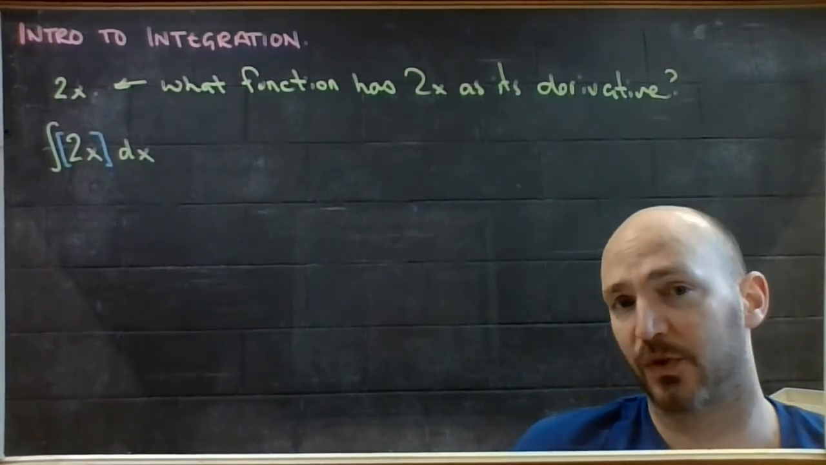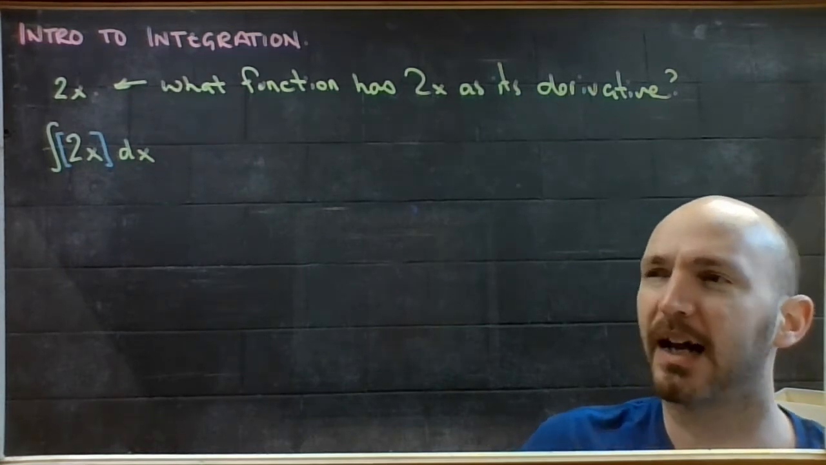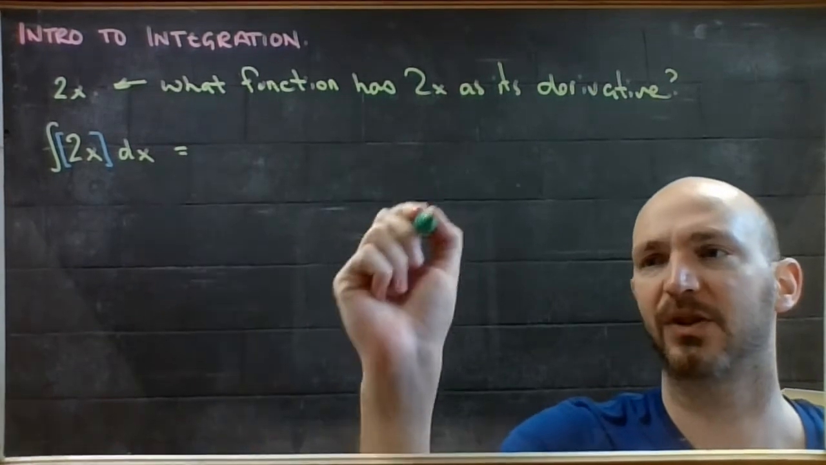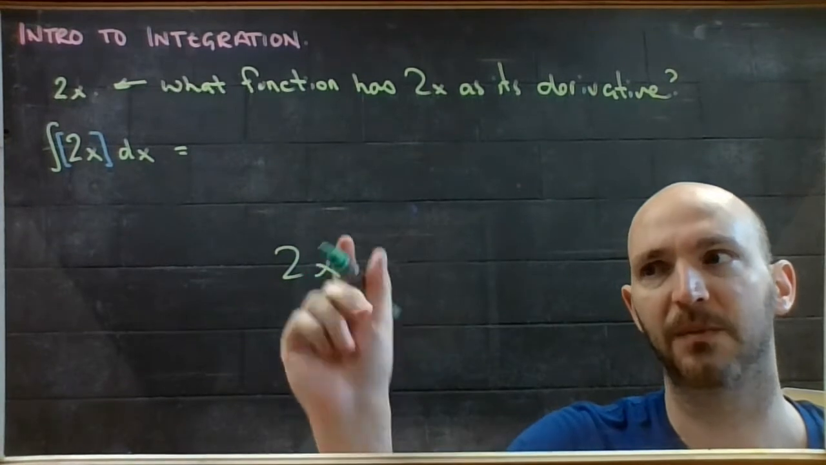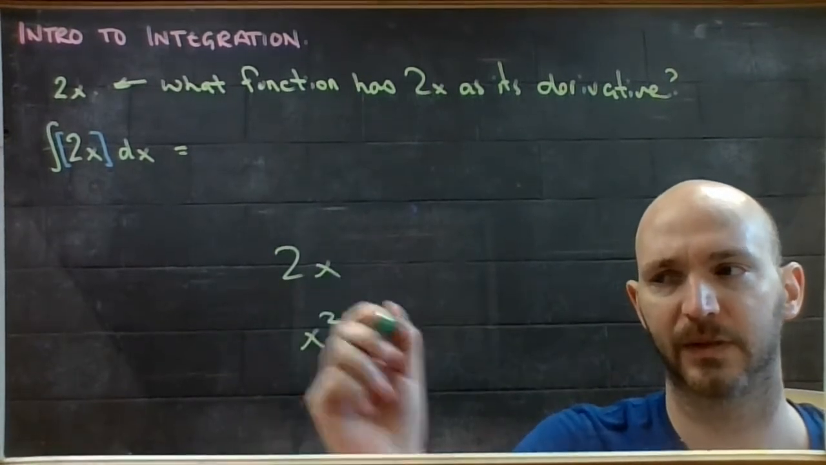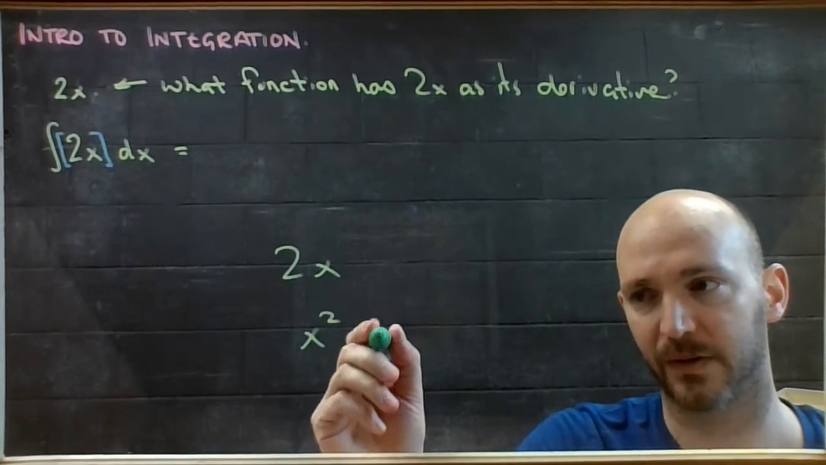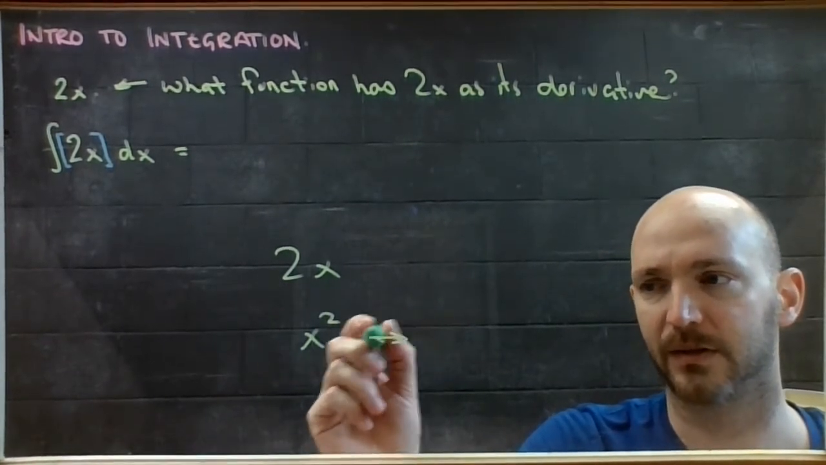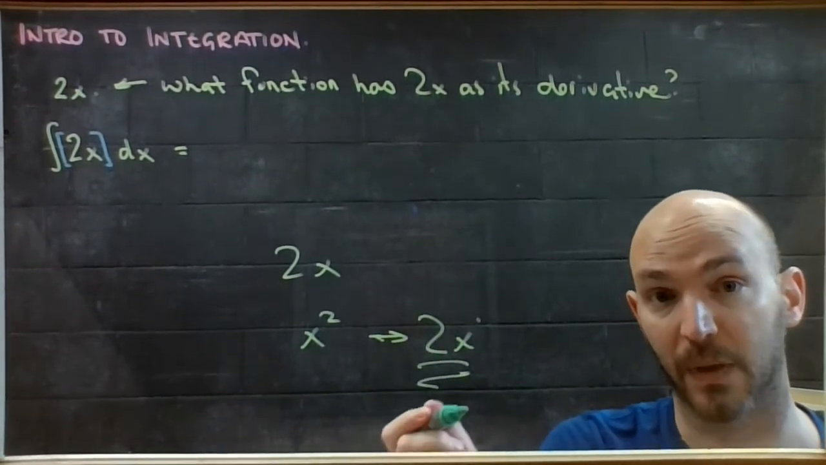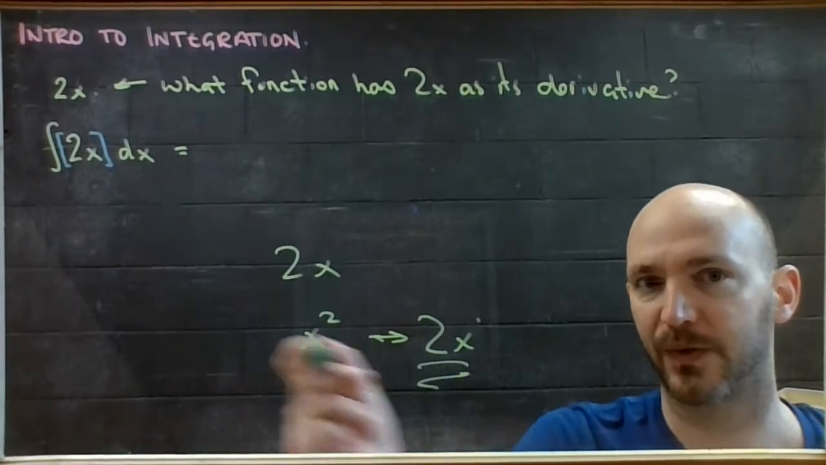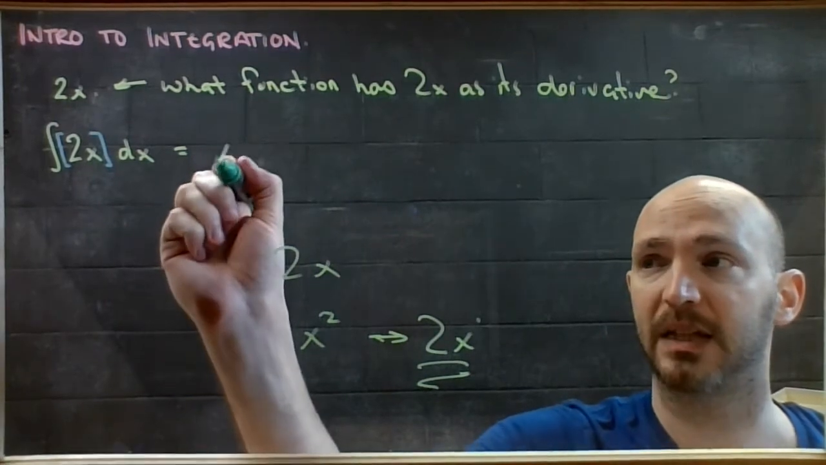So at first, we're just going to be doing some guessing, right? Well, educated guessing. I have a function here. I have 2x. So an x comes from an x squared, right? Like if you take the derivative of x squared, the 2 comes in front, and then you drop the exponent by 1, and well, there you go. That's the thing that we were after. So the answer for this here, what function has 2x as its derivative, would be x squared.